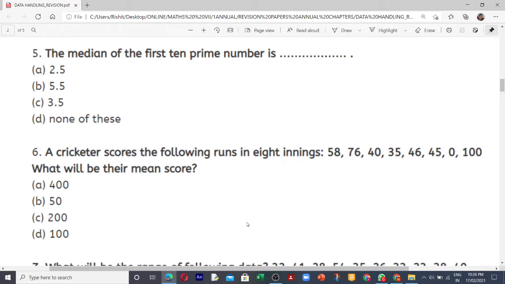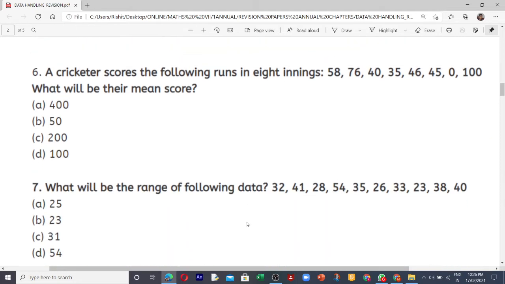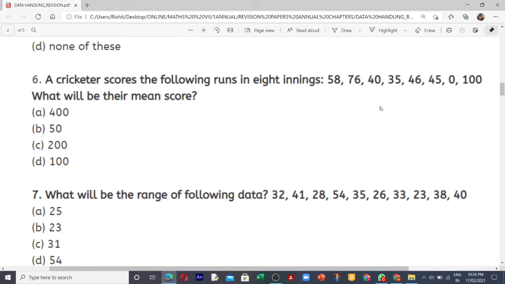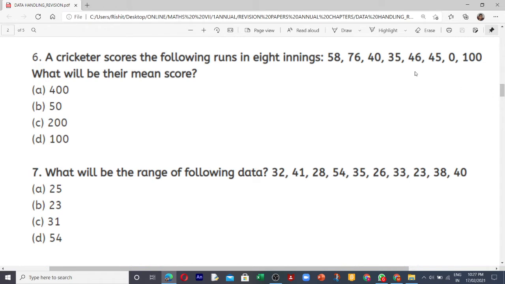Now let's move to the 7th question. 6th question is over. Okay, see the 7th. What will be the range of the following data? Question number 7. Range, children.